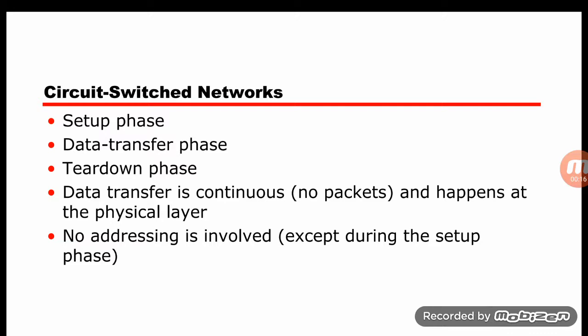Since you have established a connection, now there is a dedicated path. You don't need an address. Okay, whatever you said is going to go through that particular path. So no addressing is required in circuit switch networks. Okay.